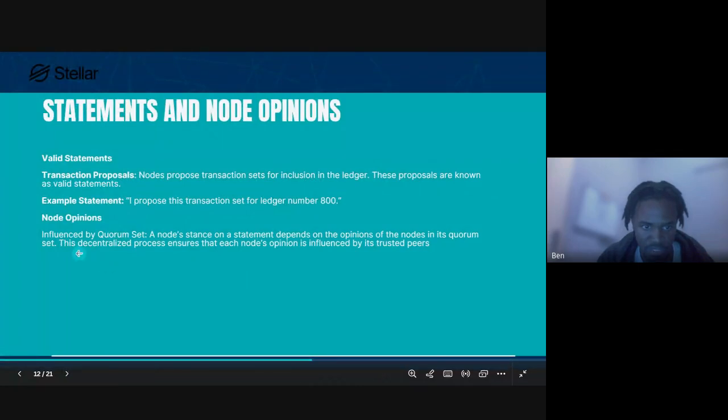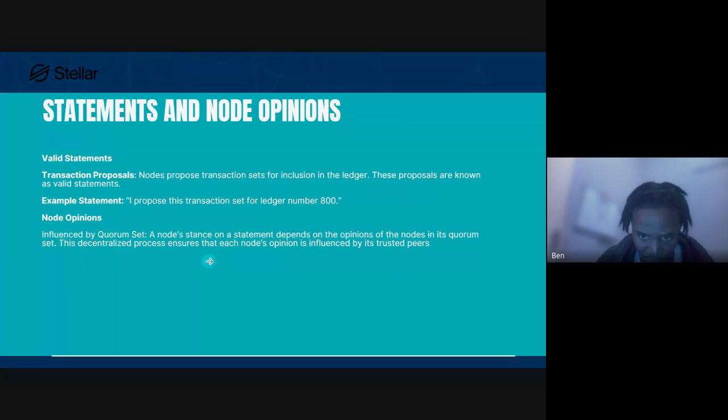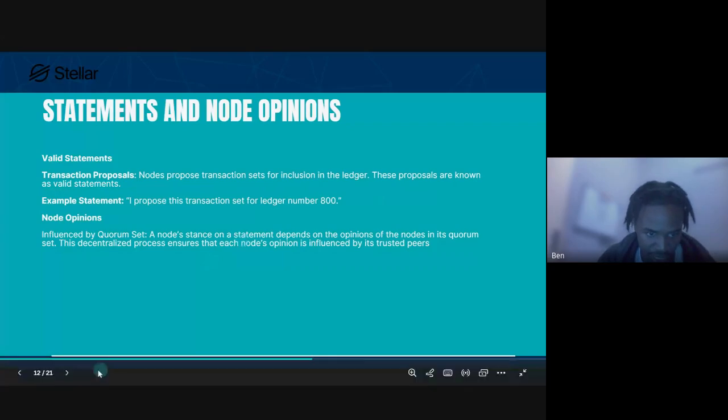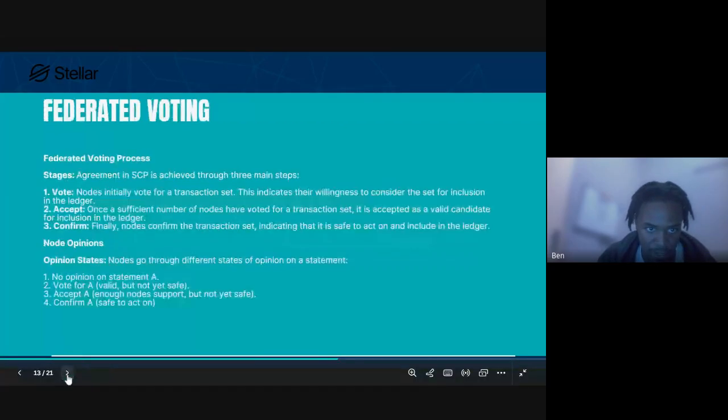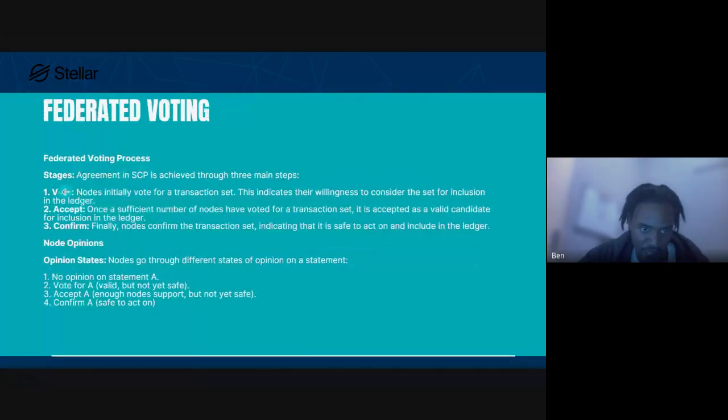So node opinion is influenced. A node's stance on a statement depends on the opinion of the nodes in its quorum set. This decentralized process ensures that each node's opinion is influenced by its trusted peers, just like I showed. And the federated voting process: I'm going to talk about the stages of how the process of consensus comes full circle, how it comes to agreement.